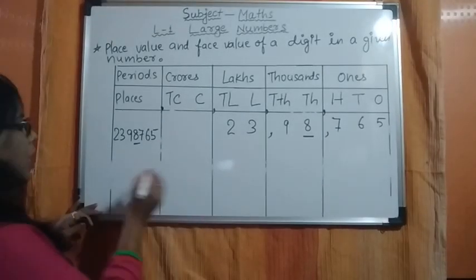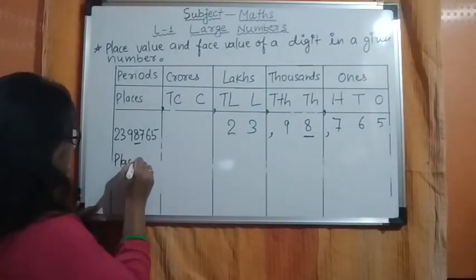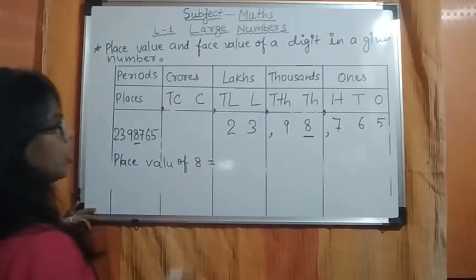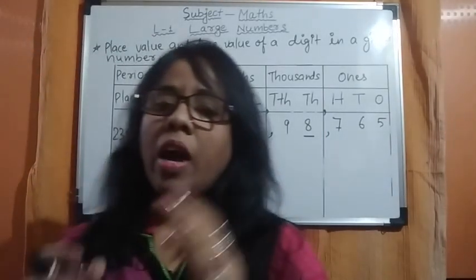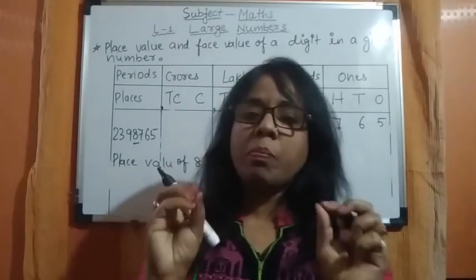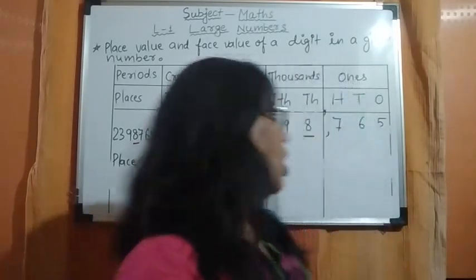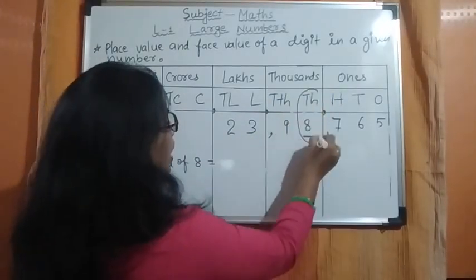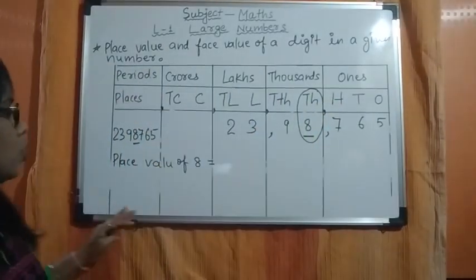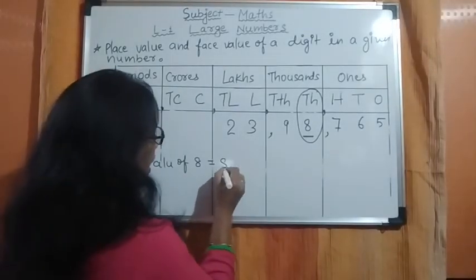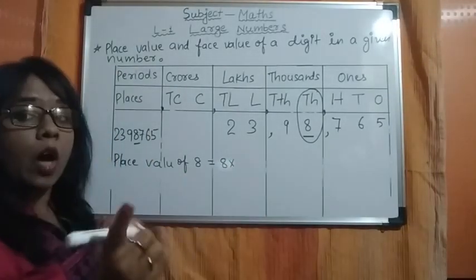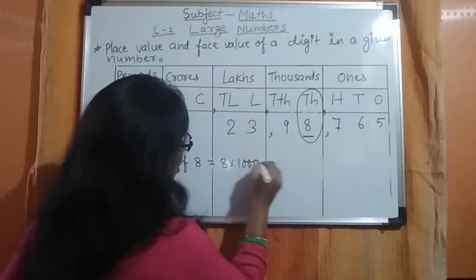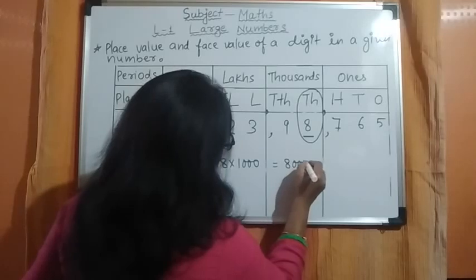Place value of 8, how can we find it? The place value of a number depends on the place where the digit is. You can see 8 is at the thousands place. So the place value of 8 will be 8 multiplied by 1000. So the value will be 8000.